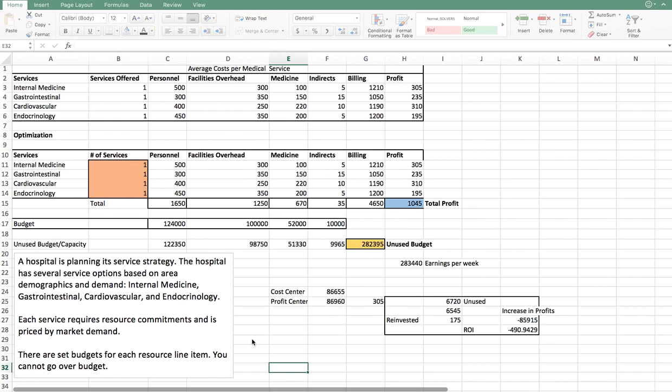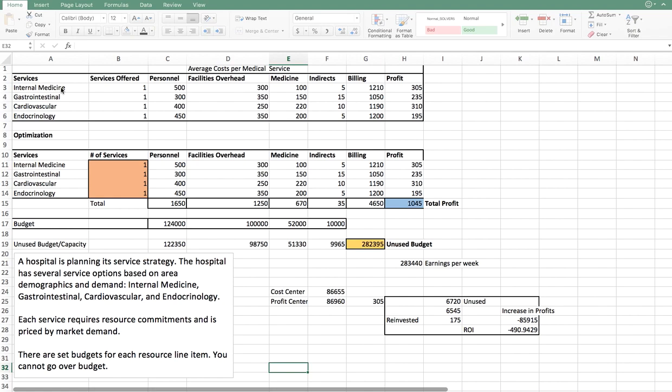work off two problems. The first one is a hospital service, and assume that a hospital is planning its service strategy. The hospital has several service options based on area demographics and demands: internal medicine, gastrointestinal, cardiovascular, and endocrinology. Each service requires a resource commitment and is priced by market demand. There are set budgets for each resource line item. You cannot go over budget, so you have to stay within budget.